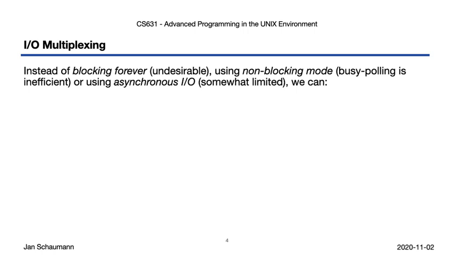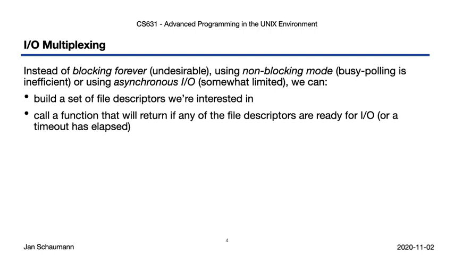Blocking forever is clearly undesirable, as we've seen. Using non-blocking mode, on the other hand, means that if there is nothing connecting to us, we end up busy polling. That is, we loop and test and loop and test, etc., constantly making calls and wasting CPU cycles. Asynchronous I/O, while sounding promising, is oftentimes very limited, as we will see in the future. But let's instead consider another option. We build a set of file descriptors we care about, and then call a special function that will tell us whether or not any of them are ready for I/O.